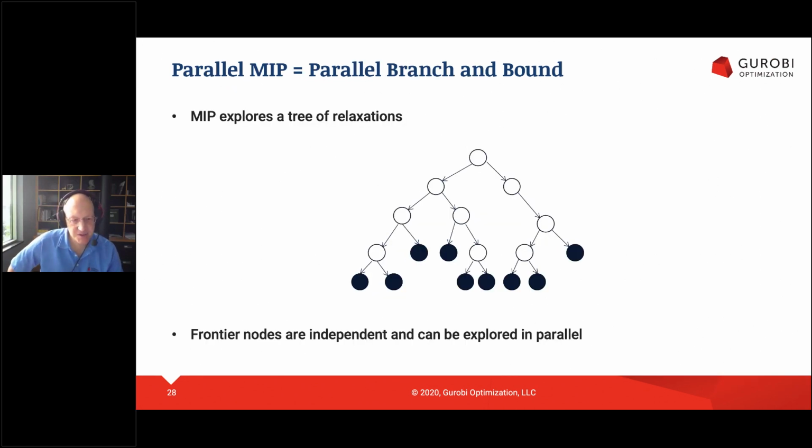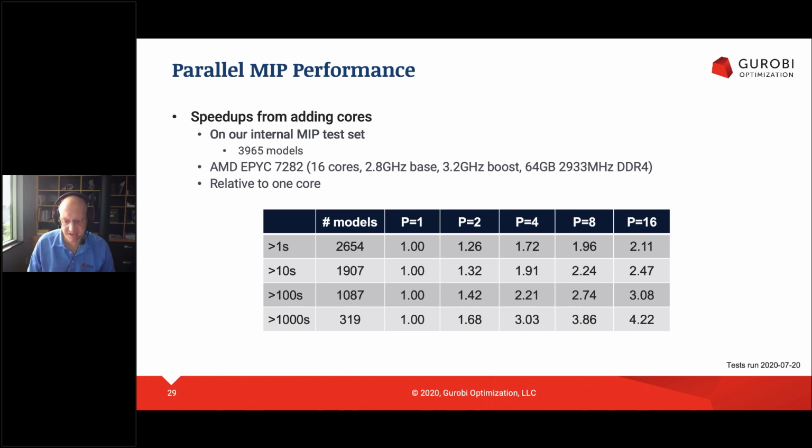All right, so when it comes to parallelism, MIP explores a tree of relaxations. The frontier nodes, the nodes that have not yet been explored, are independent, and so they can be explored in parallel. And so, at some level, it's an obvious and potentially embarrassing source of parallelism. But reality is quite a bit different.